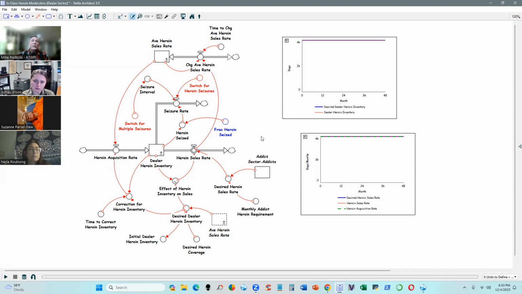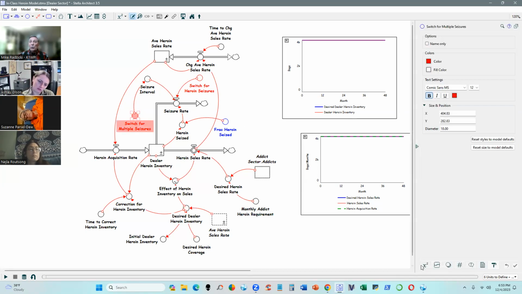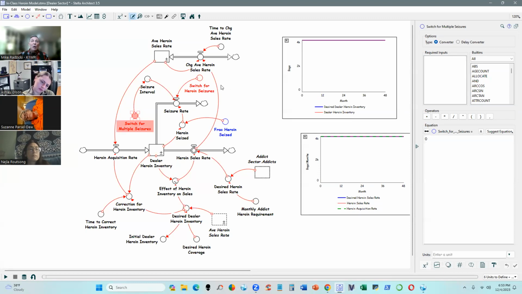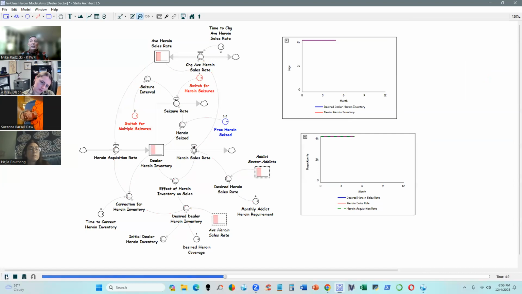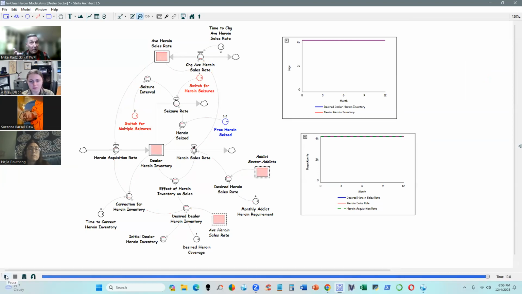Okay, sure. All right. So I've got two switches here. They're both 0. So I should still get equilibrium. And I do, that's good. Again, I don't want to wait forever to test to make sure everything is cool.